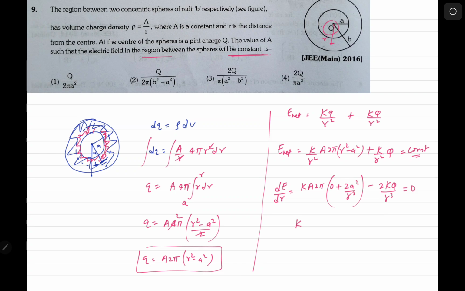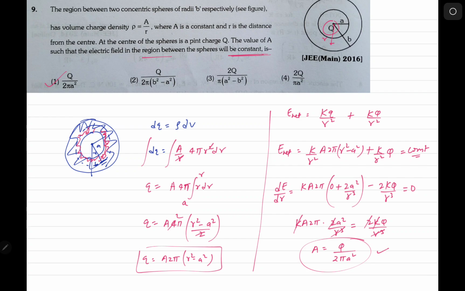Now we can write k into 2 pi into 2a square by r cube is equal to 2kQ by r cube. This r cube cancelled, k cancelled, 2 cancelled. So you can see the value of a is Q by 2 pi a square, and that is the answer, option number 1. Clear?